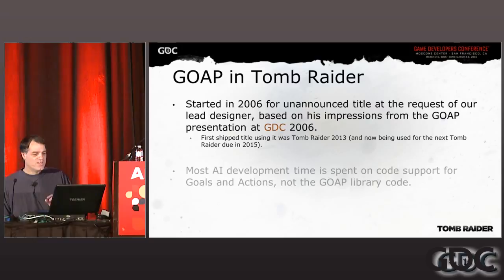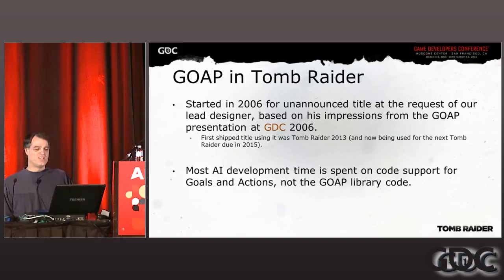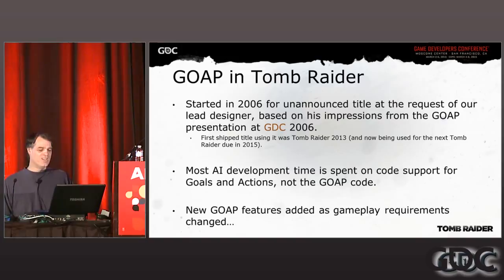Most of the time spent on the AI for Tomb Raider is spent on the maintenance of the goals and actions, creating new goals and actions and making them better. Not really the GOAP library itself. That was still written in 2006, it's still about 90% of what it was back then. So it hasn't changed much, except for a few new features that I'm going to talk about today that are extensions to what we originally had in the GOAP system.